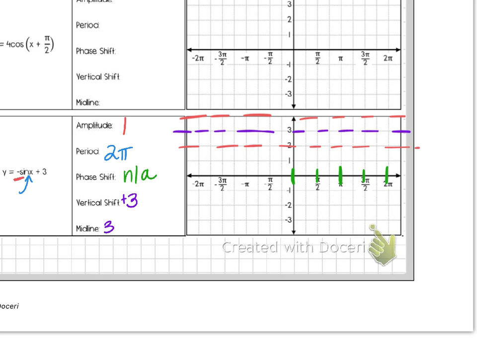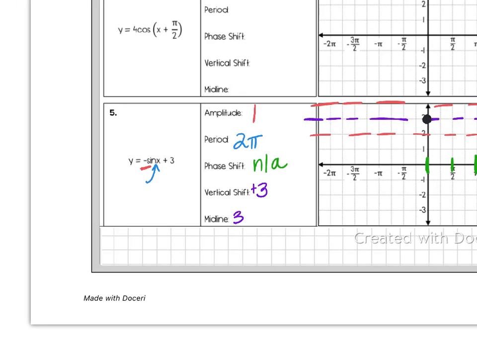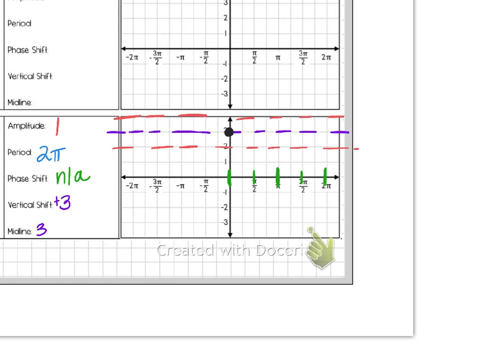Okay, sine starts in the middle, but because this was negative sine, instead of going up first, it will go down first. Oops, not there. Down, middle, up, middle. So this is going to look something like, oh, that was not right. Hold on. This is coming from here, like that. Okay?